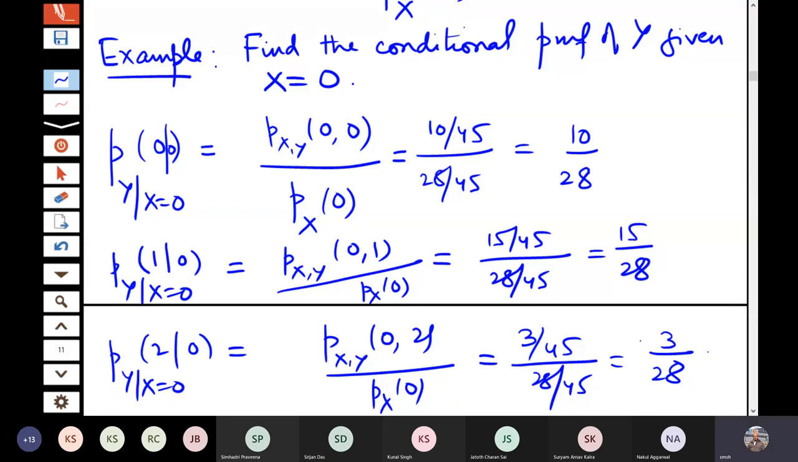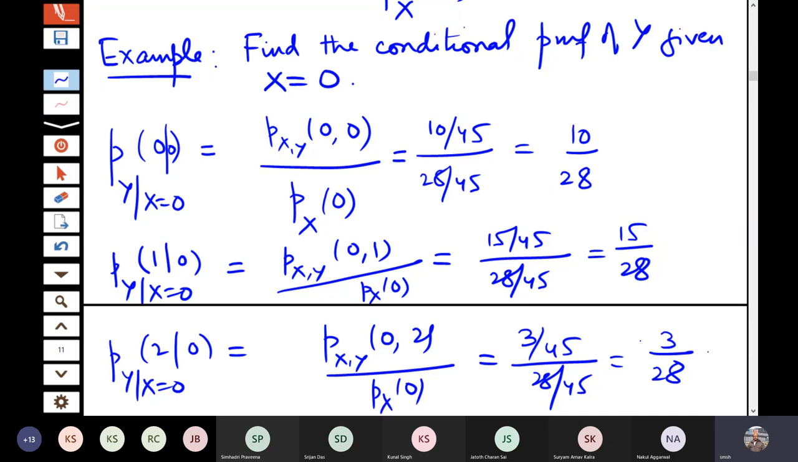So I have discussed the case of discrete jointly distributed random variables. We have a joint probability mass function. From there we can calculate the marginal distributions. That means individual distributions of x and y can be calculated from there. We can also find out the conditional distributions of x given y and y given x from there. Now let us move to the continuous case.